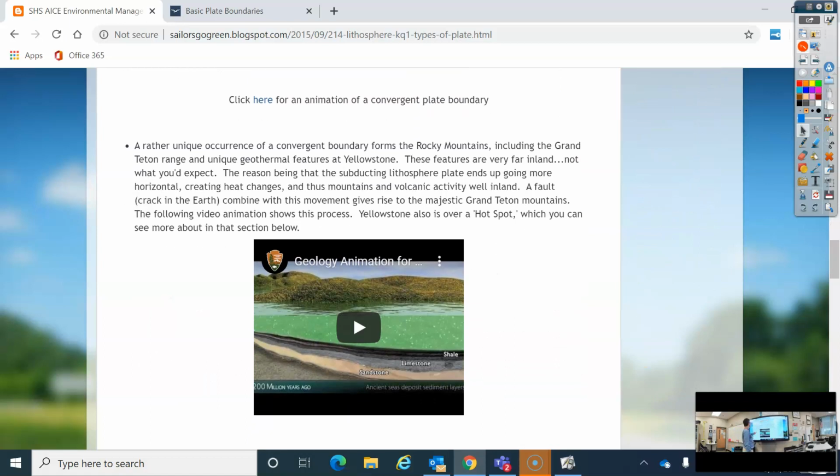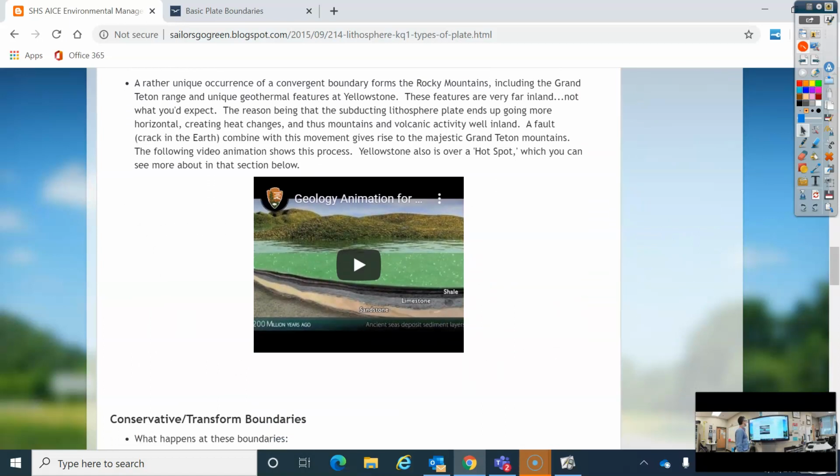All right. Another unique occurrence of a convergent boundary is, I put this in there a couple years ago after I went on a vacation over the summer to the Grand Tetons in Yellowstone. The United States doesn't really sit on a convergent plate boundary, except for one little one, and that's what actually forms the Grand Teton Mountains. But they're all the way over in Wyoming, and you wouldn't expect there to be a mountain range of these tall, steep mountains in the middle of Wyoming.